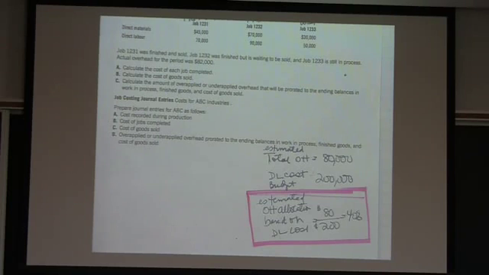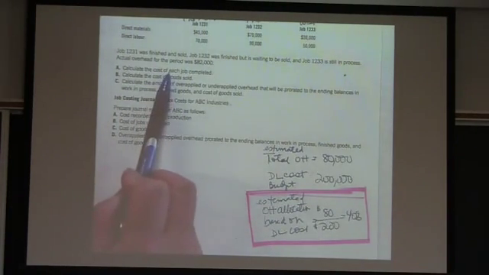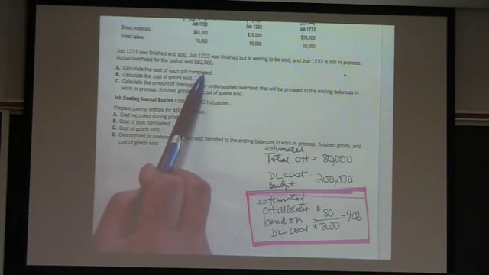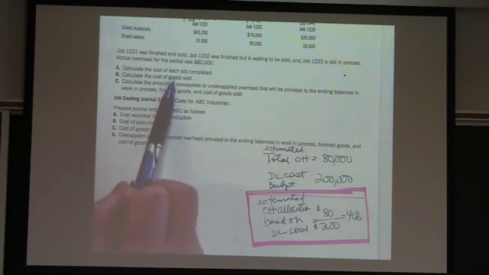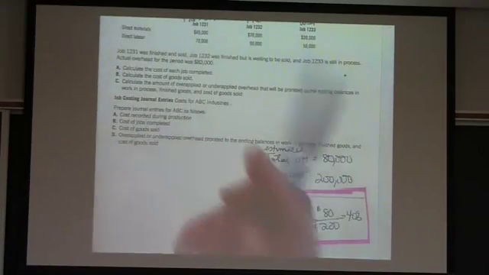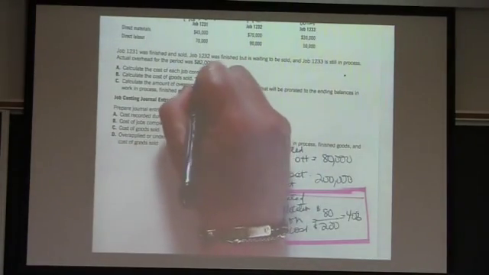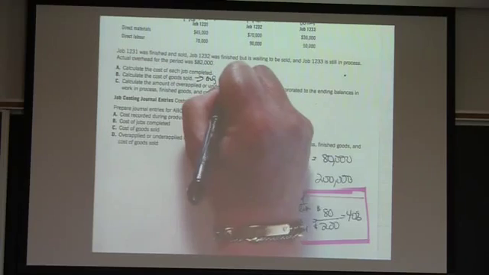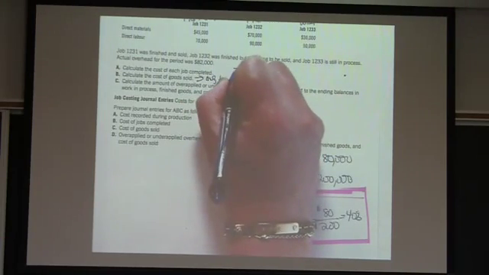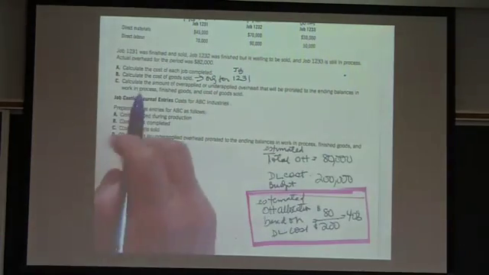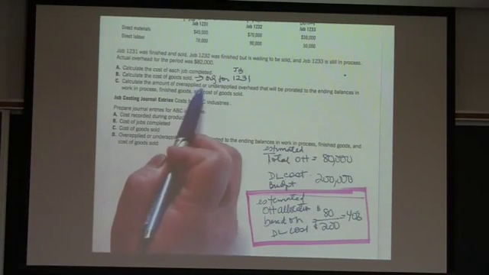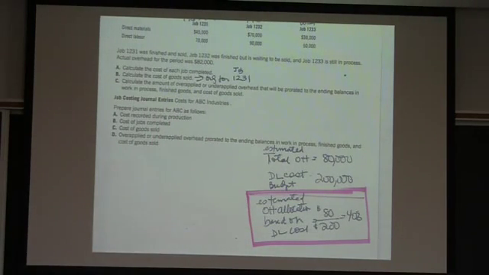So the first part of the question is asking us to calculate the cost of each job completed, and then calculate the cost of goods sold, which would only be job 1231. So let me write that down. So only for 1231. And we're asked to calculate the amount of overhead applied or underapplied that will be prorated to the ending balances in work in progress, finished goods, and cost of goods sold. So let's do the calculation.